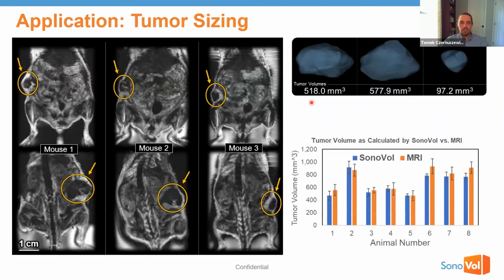The initial application area for this tool was really in the oncology space. We have this high throughput volumetric measuring tool. We can measure tumor volume, and we've done a lot of work validating the system, comparing it against MRI for volumetric measurements, and we've demonstrated nice correlation.